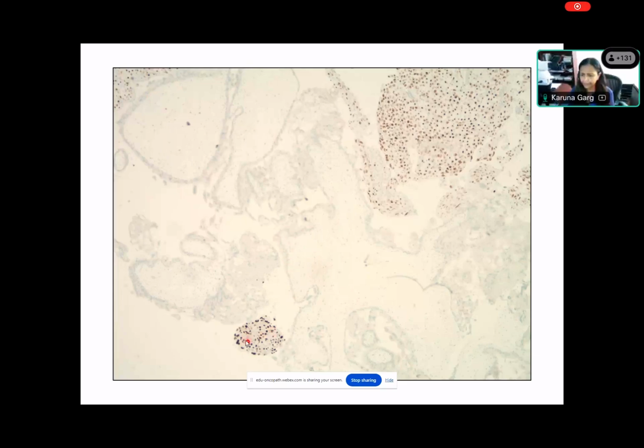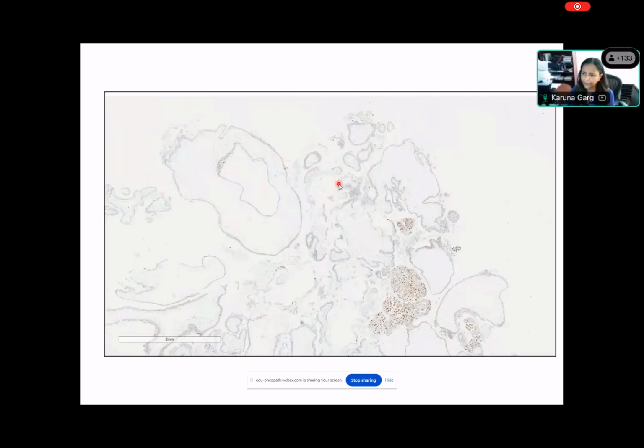You will see P57 staining in intermediate trophoblastic cells. You will see it in the background decidua. If you're not seeing it, you should repeat your stain because that means your stain is not working well. Here's another example of the case I showed you. The villous stromal cells as well as the cytotrophoblasts are completely negative for P57, but your background intermediate trophoblastic cells and decidua are positive.